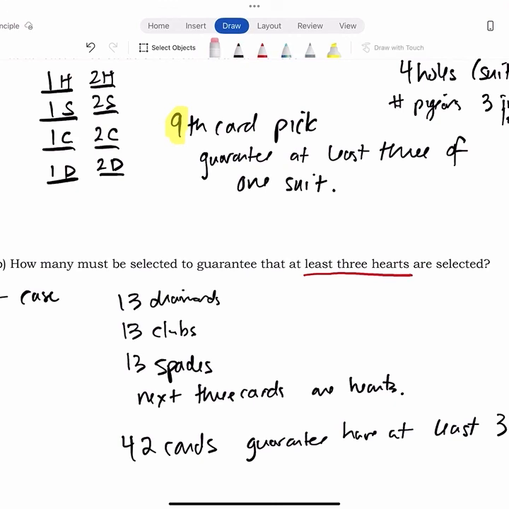That's not to say it's not going to happen earlier, right? It might happen that the first 3 cards you pick are hearts. But to ensure, like you're picking in the dark and you want to make sure that you handed somebody 3 hearts, the worst thing could be that you pick all the diamonds, all the clubs, and all the spades, 39 cards, and on the next 3, you get 3 hearts.